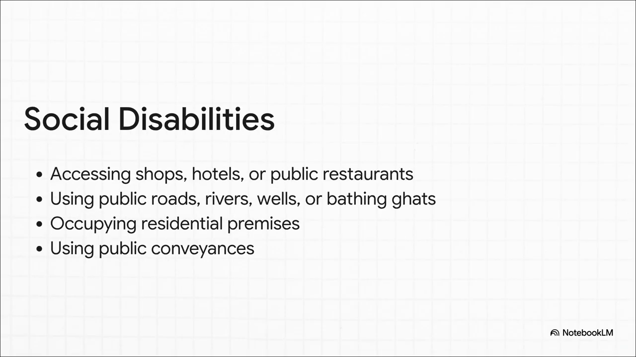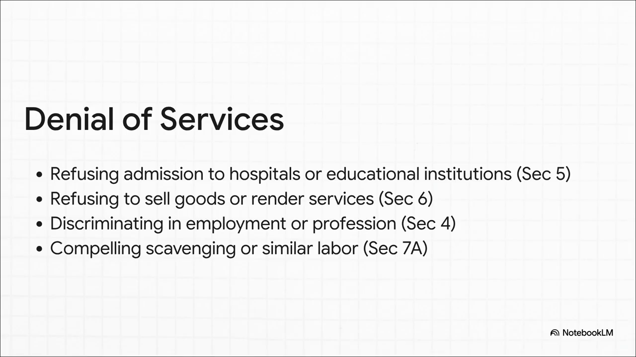From there, the act moves from the sacred to the social. Section 4 casts a super wide net. It makes it illegal to block someone's access to pretty much any public space you can think of. We're talking shops, hotels, roads, wells, public transport, even the right to live in a certain place. And it doesn't stop there.